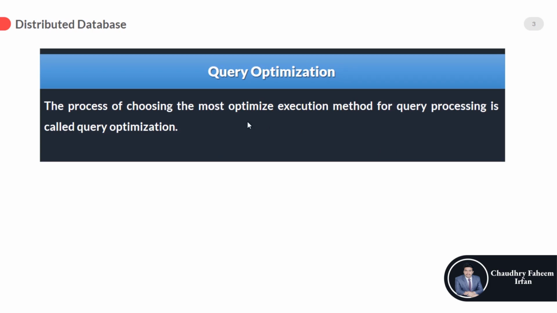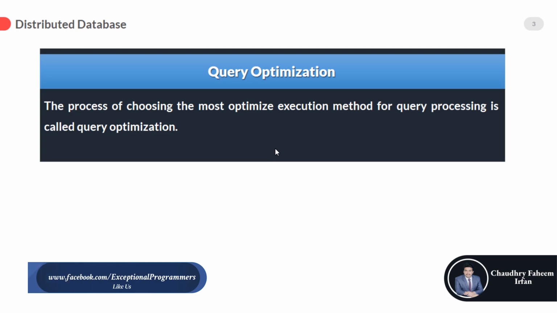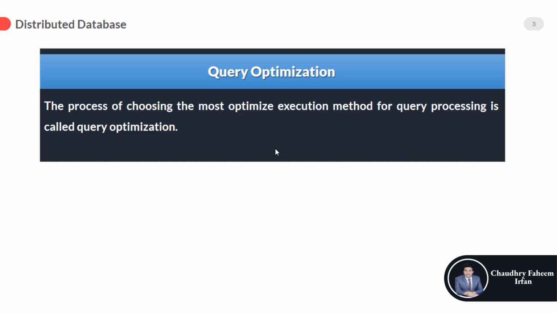Query optimization. The process of choosing the most appropriate execution strategy for query processing is called query optimization. In this way, we can save our time and resources. The minimum cost of the query will help to increase the functionality of our system. Optimization is required, otherwise our DBMS, our DDBMS, and the whole advantage of the database will not be beneficial for us.